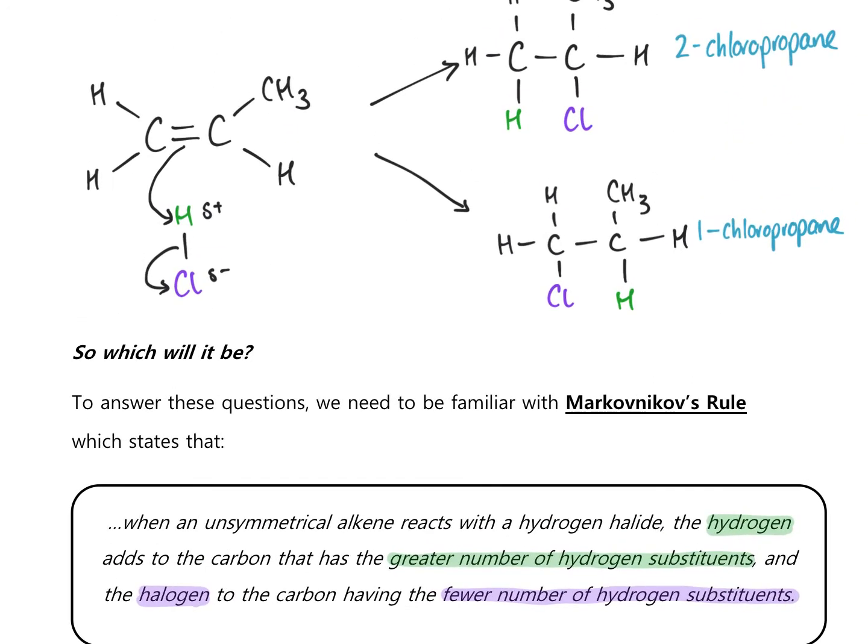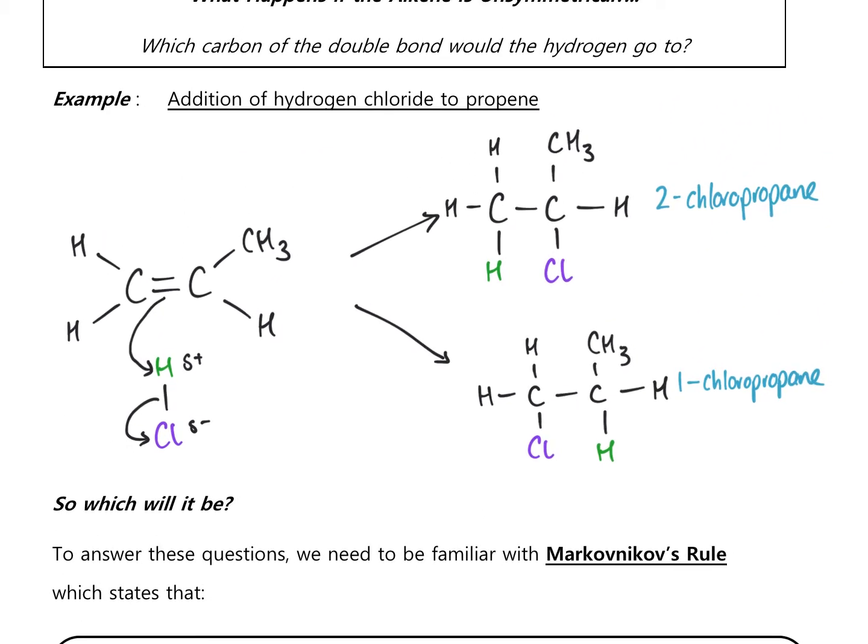So if we have a look back at our examples from above, the carbon with the greater number of hydrogen substituents is this first carbon. So that is where the hydrogen is going to add to. And the carbon with the fewer number of hydrogen substituents will be the second carbon. You can see the first carbon has 2 hydrogens already attached to it. The second carbon only has 1 hydrogen attached to it. So the hydrogen goes to number 1. The chlorine will go to carbon 2. So you can see that actually our major product is going to be 2-chloropropane.